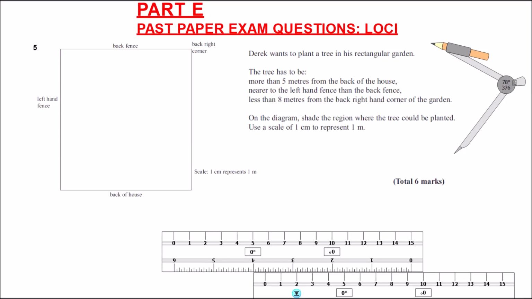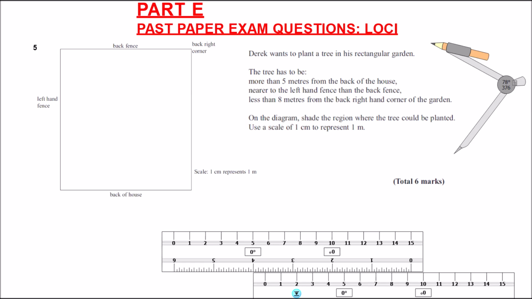Question 5. This was a 6-mark question, which is almost unheard of now. So if you can do this question, you can more or less do any question. So let's have a look at this one. Derek is planting a tree. The tree needs to be more than 5 metres from the back of the house. So more than 5 metres from the back of the house is what he's saying.